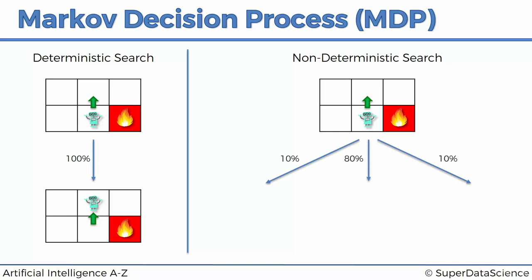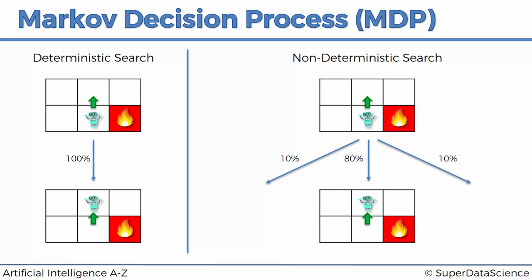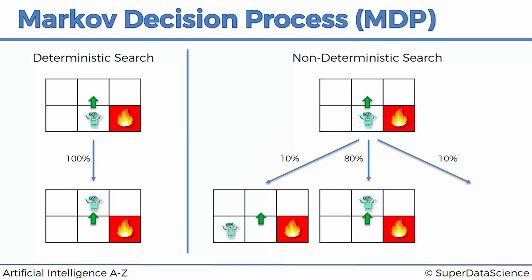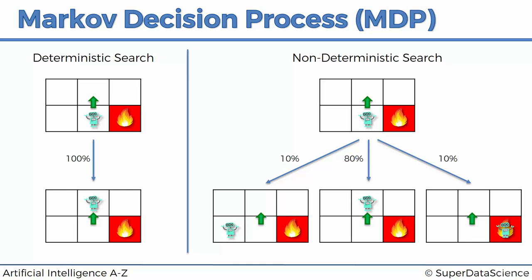With an 80% chance, he does go up. But then with a 10% chance, when he wants to go up, he'll actually go to the left, just because that's how the environment works. That's the world that he lives in. And with another 10% chance, he'll actually go right, and in this case, he'll fall into the fire pit. So that is how it all works. That's an example of a non-deterministic search, a stochastic process.